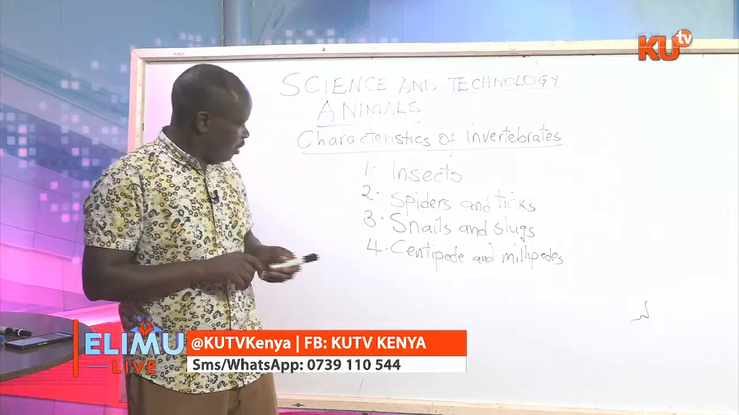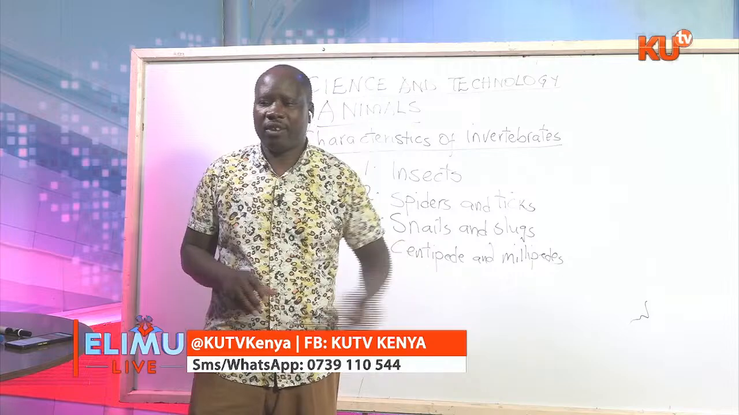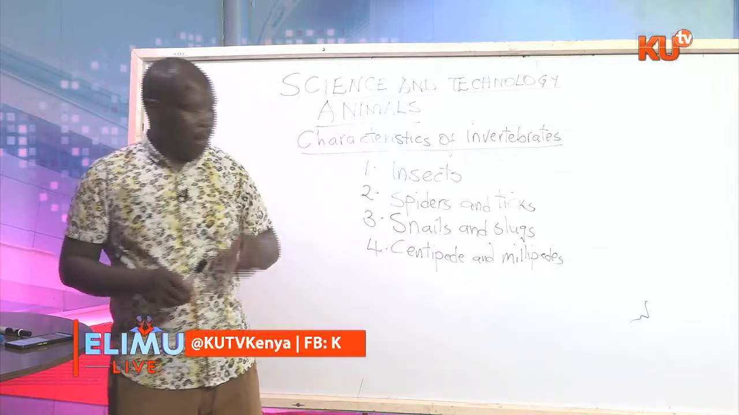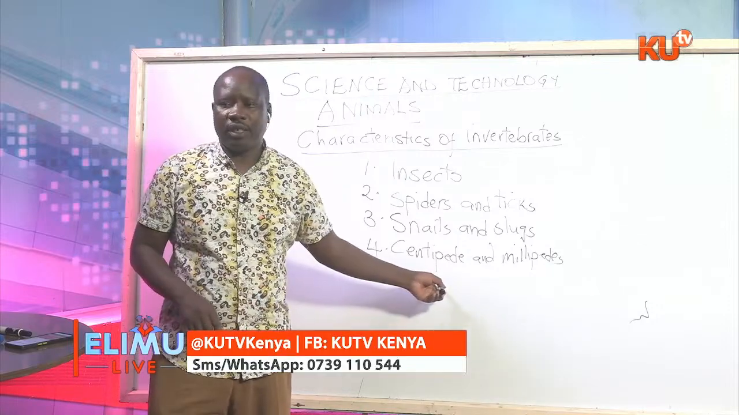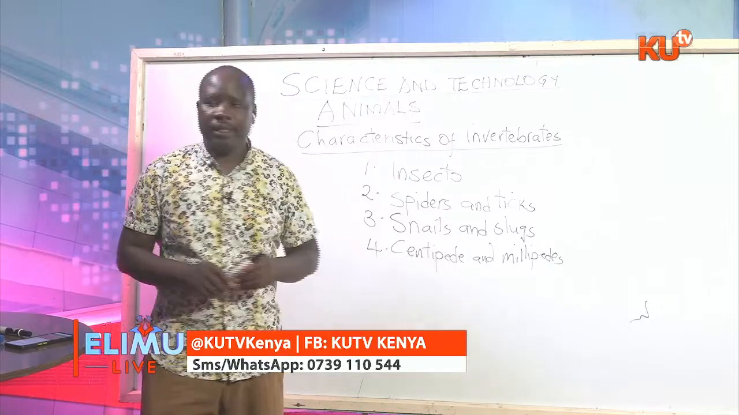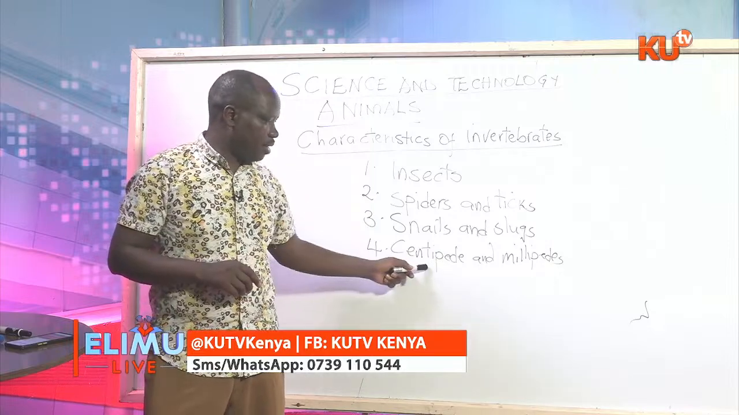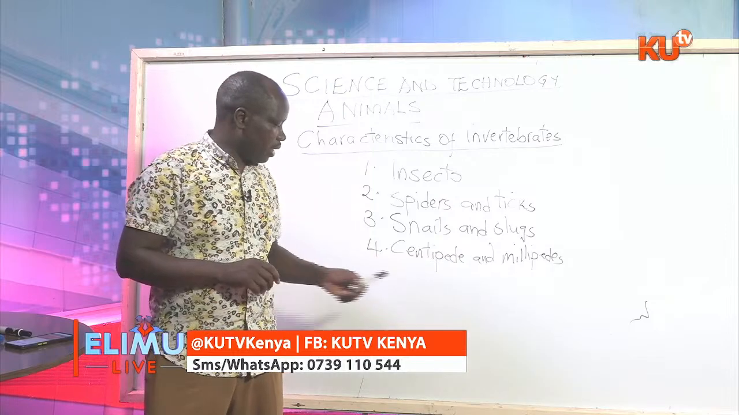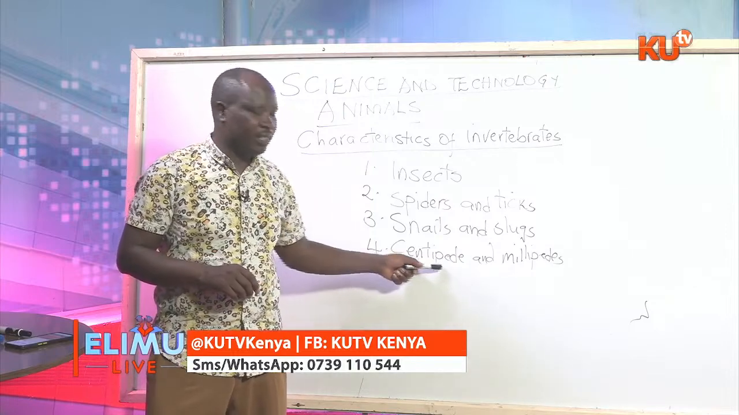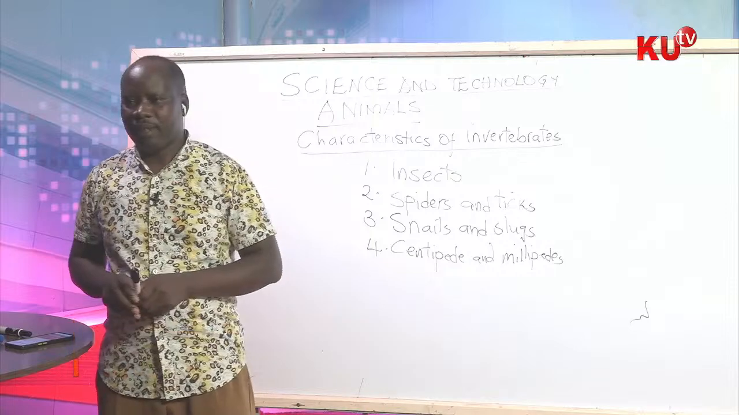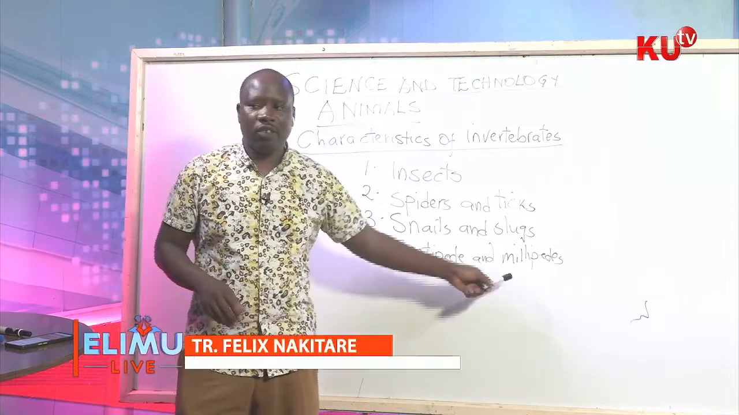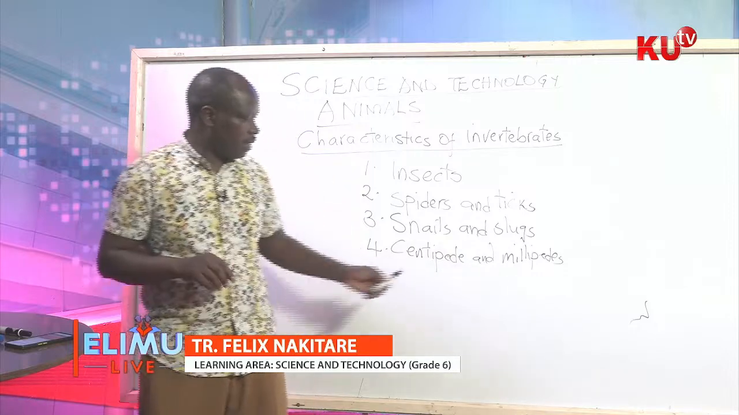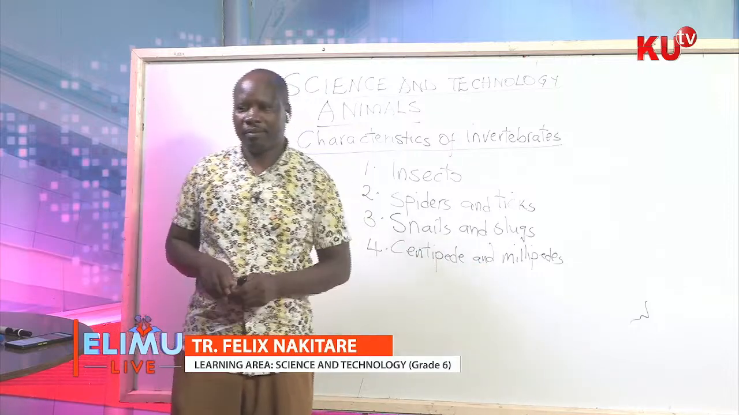Finally, but last but not least, we come to the last category of our invertebrates. And what is this, our fourth category, the last one? It is made up of centipede and millipede. Our final class, group or category is centipede and millipede. We want to look at them, and at times it confuses people. Most people do not know the difference between a centipede and a millipede.